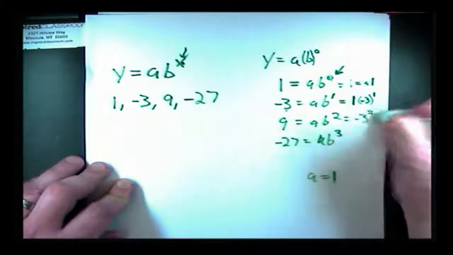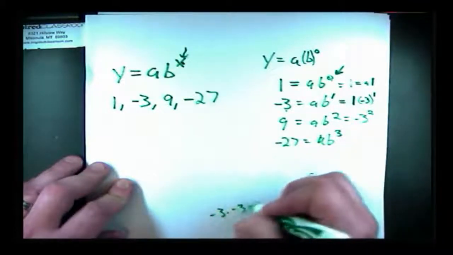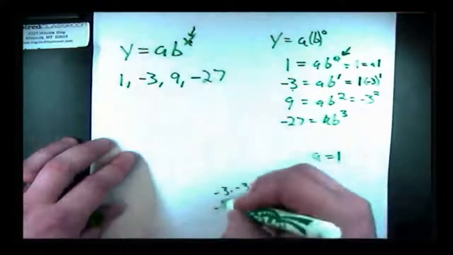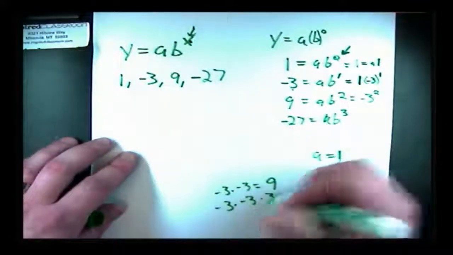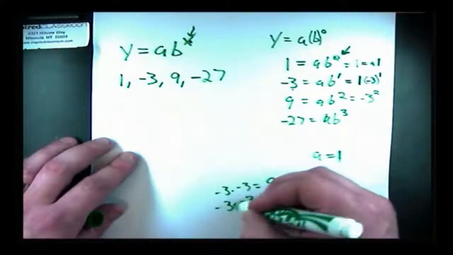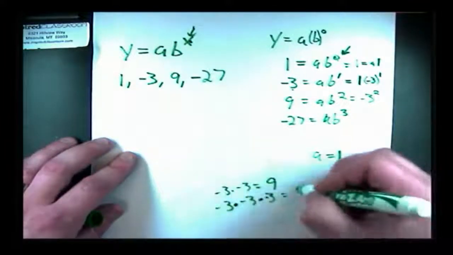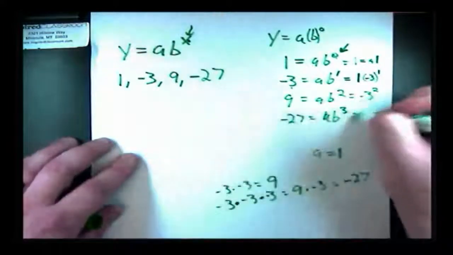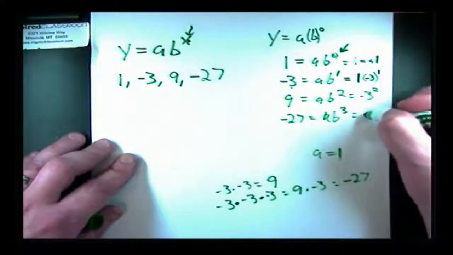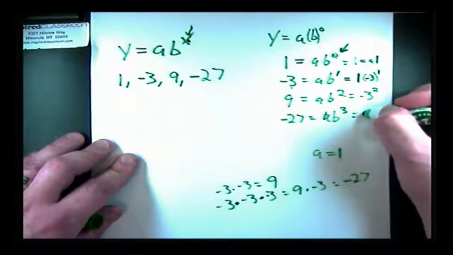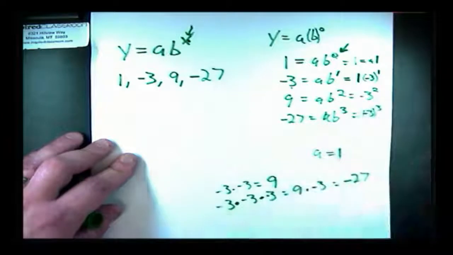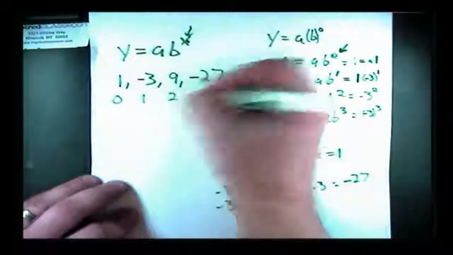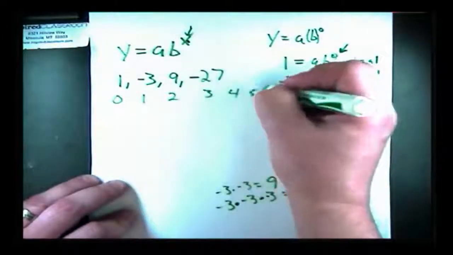Well, -3 squared. -3 times -3 is a positive 9, because a negative times a negative is positive. And -3 times -3 times -3 is equal to positive 9 times -3, which is equal to -27. So this sequence is turning out just how the pattern said it was going to. -3 cubed is -27. So here I have 0, 1, 2, 3, 4, 5, 6, 7.